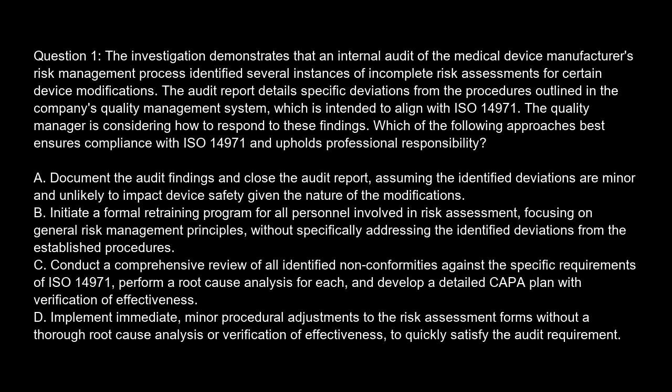Option C. Conduct a comprehensive review of all identified nonconformities against the specific requirements of ISO 14971, perform a root cause analysis for each, and develop a detailed CAPA plan with verification of effectiveness. Option D. Implement immediate, minor procedural adjustments to the risk assessment forms without a thorough root cause analysis or verification of effectiveness to quickly satisfy the audit requirement.